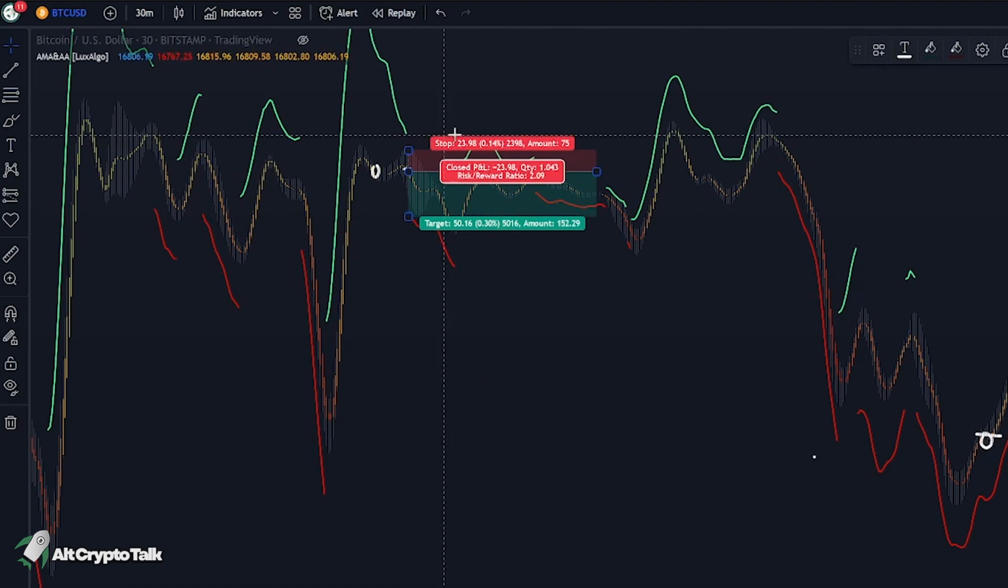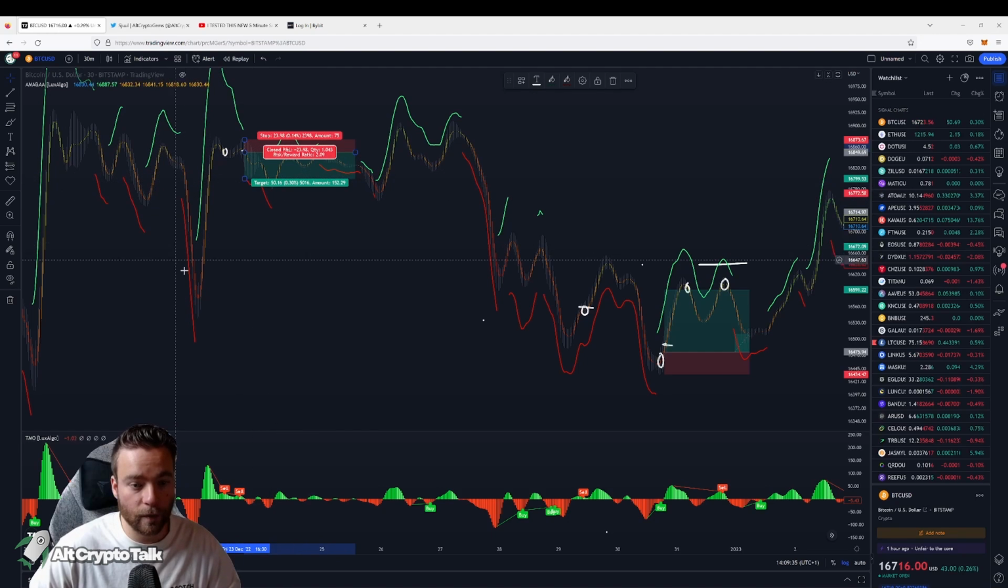So at this point, we would have a stop loss at 0.14% and a target at 0.3. So once again, a risk reward ratio of more than 2 and another profitable trade.